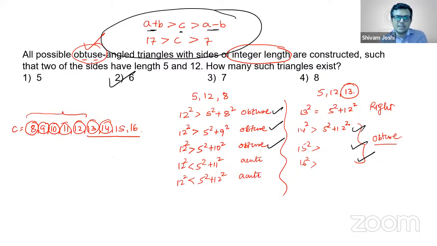If two of the sides are given as 5 and 12, I can say that my third side has to be lying between 5 plus 12 and 12 minus 5. So that is why the range of C was between 7 and 17. Now, if I know that I'm supposed to take the values between 7 and 17, how can I take 6 or 7, right? I should obviously start with 8 and that will end at 16.